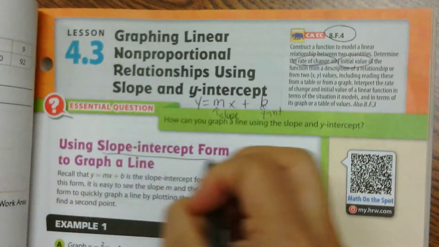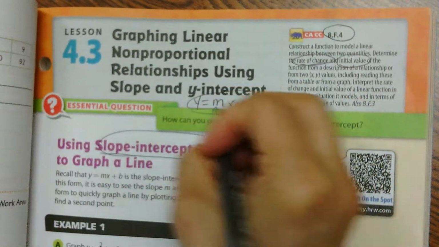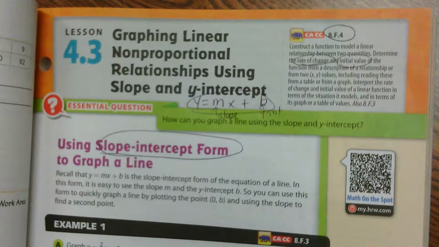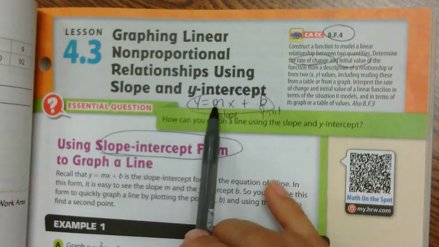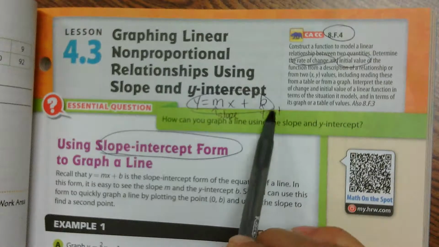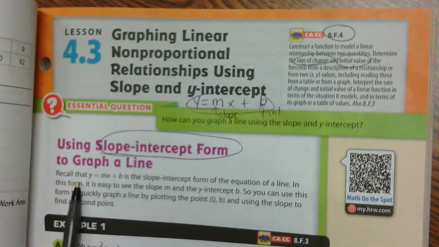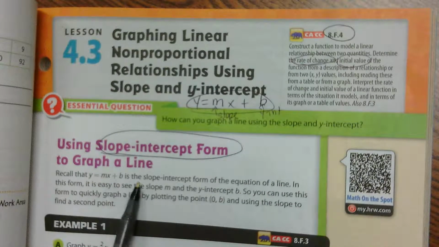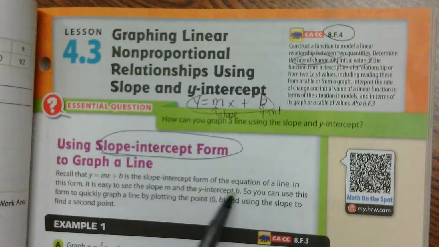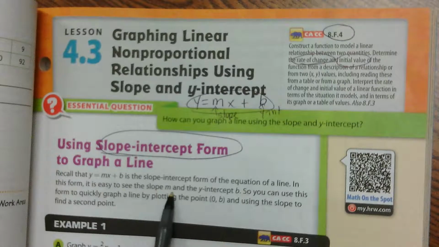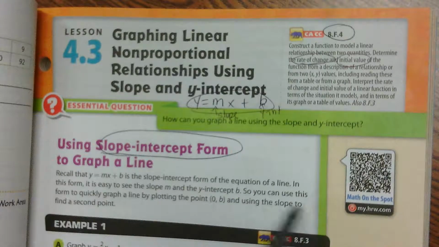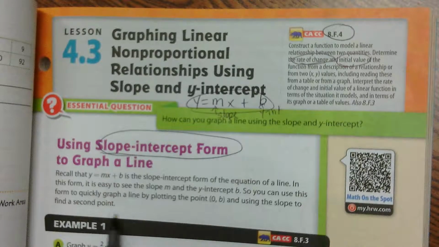So it says using slope intercept form to graph a line. The slope intercept form is this one right here. That's the slope intercept form of an equation. The reason why it's called slope intercept form is because it gives you the slope and the intercept, the y-intercept, okay? So recall that y equals mx plus b is the slope intercept form of an equation of a line. In this form, it is easy to see the slope m and the y-intercept b. So you can use this form to quickly graph a line by plotting the point 0, b and using the slope to find the second point.